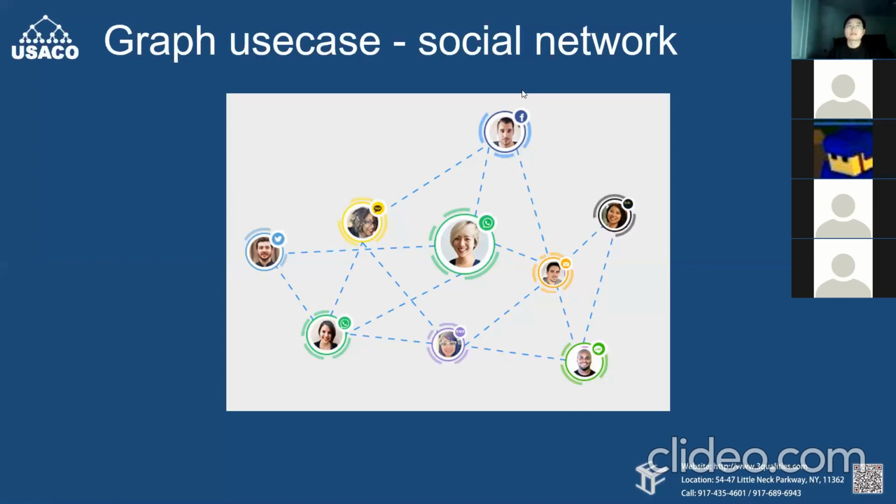Sometimes in some social networks, it shows your friends in a social graph or diagram. It's showing you, if you want to know someone, how many friends you have to go through. That's it, they're using a graph. Next one.